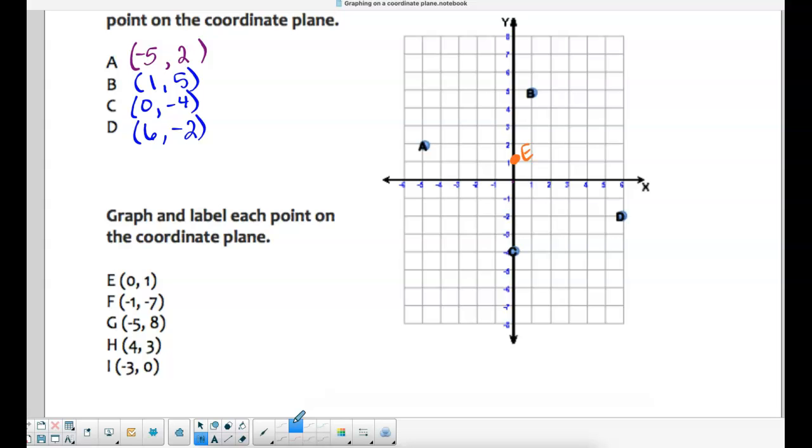F would be at -1, -7. So left 1, down 7, there's F. G is at -5, 8, way up here. H is at 4, 3. So start at the origin, over 4, up 3. And then I is at -3, 0. -3, 0, up or down. There's I.